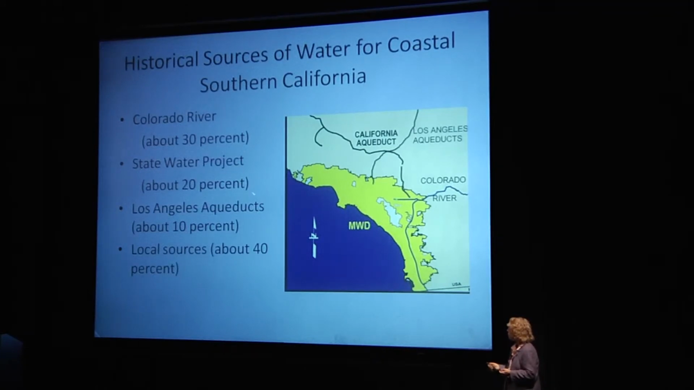So essentially the reliability of these imported supplies is probably going to be less in the future, and we are worried about the impacts of climate change on these water sources that come from the Sierra Nevada, because we do expect there to be impacts in the long run from climate change there.